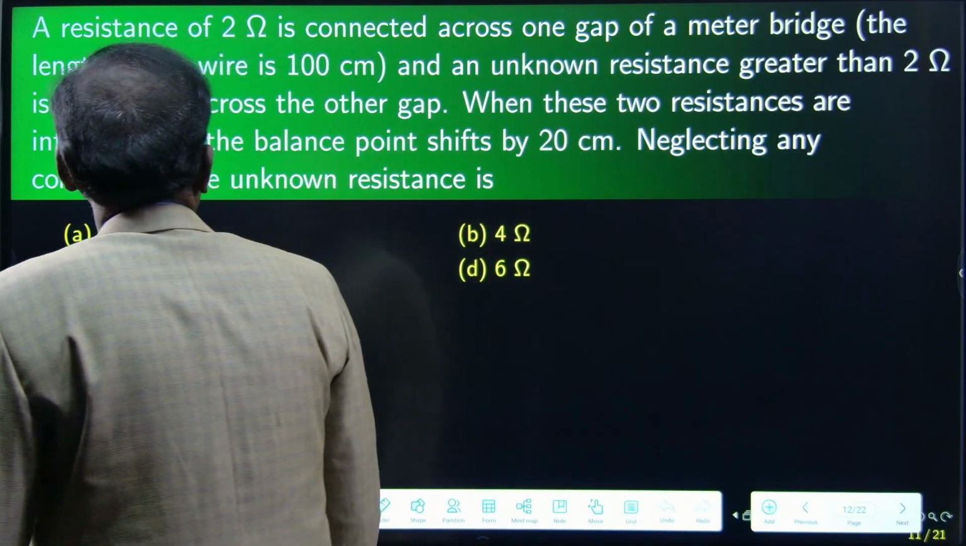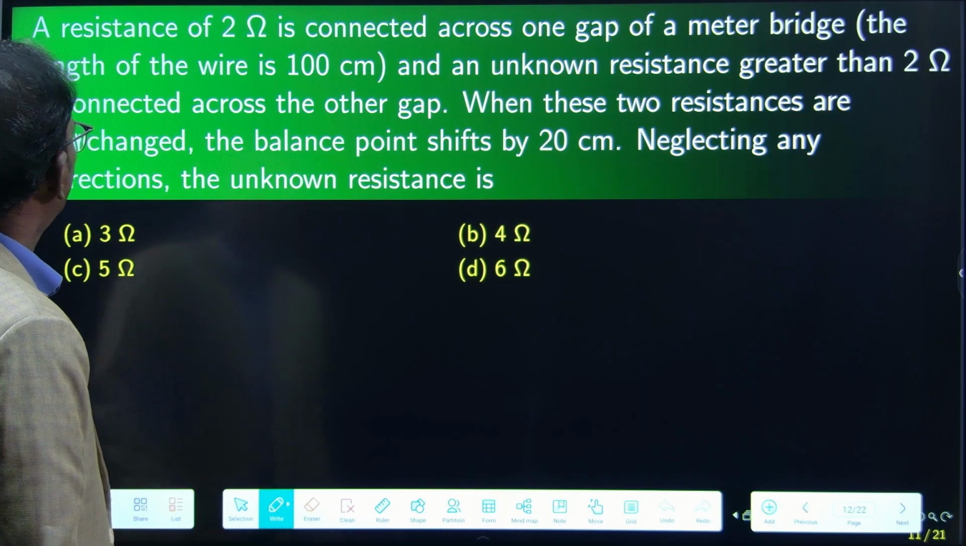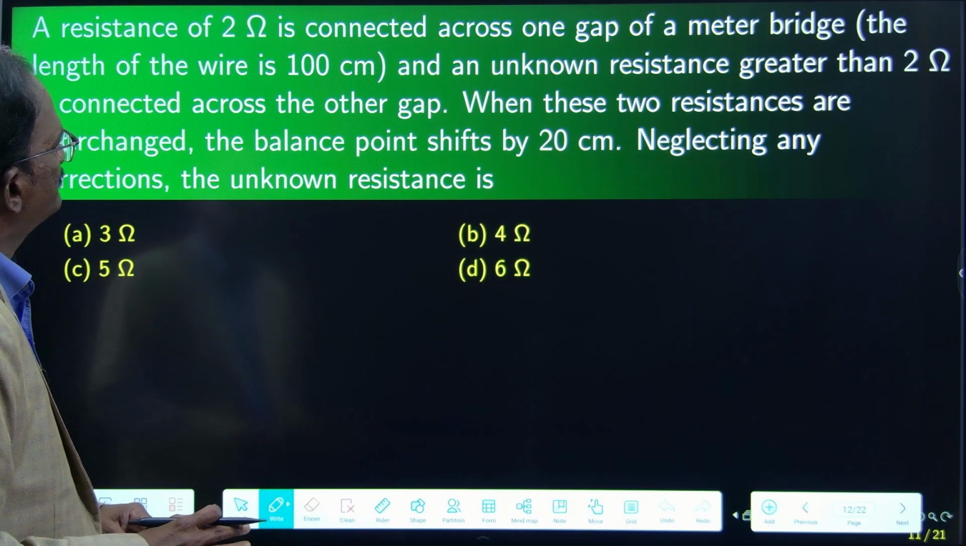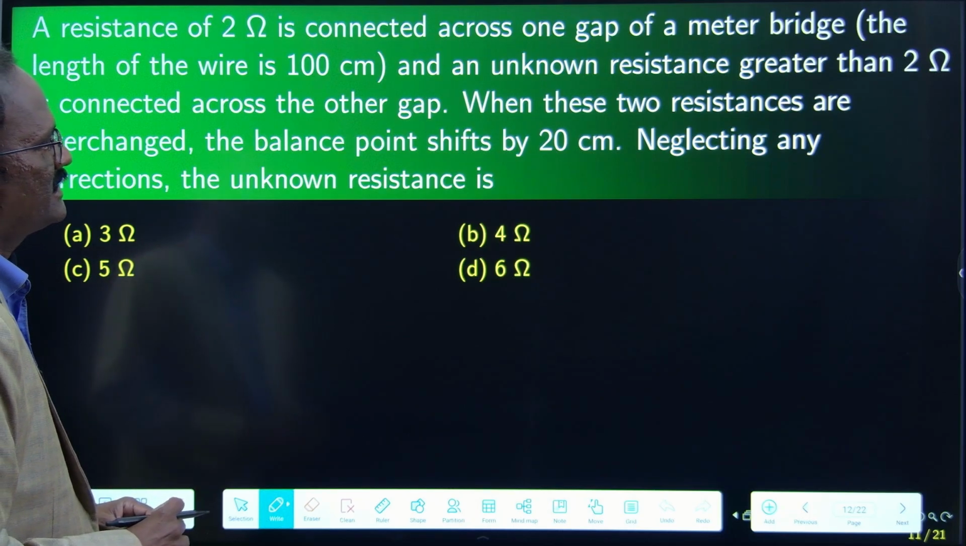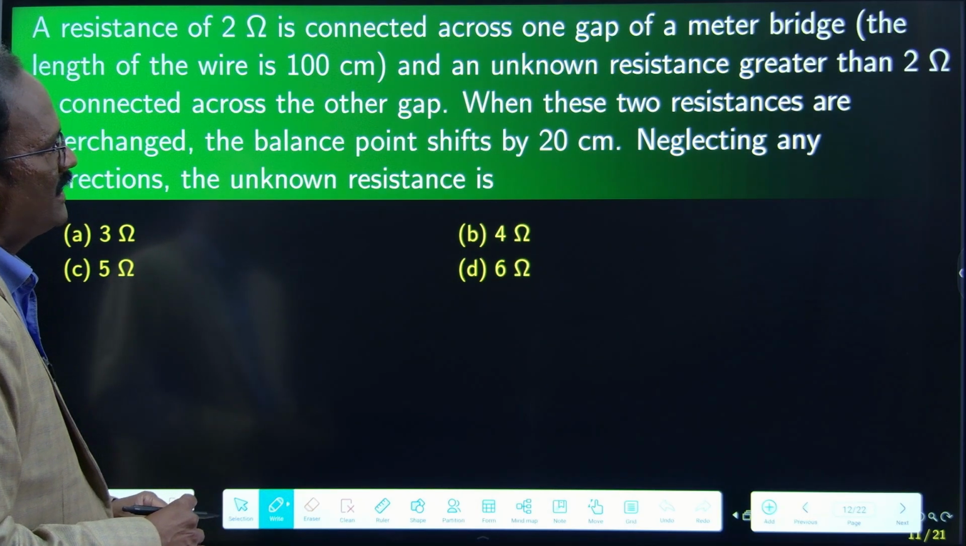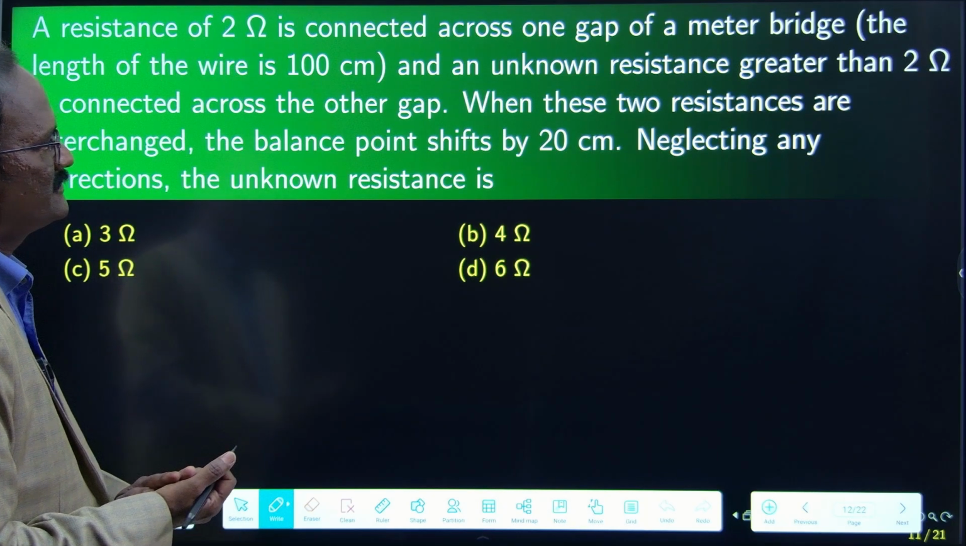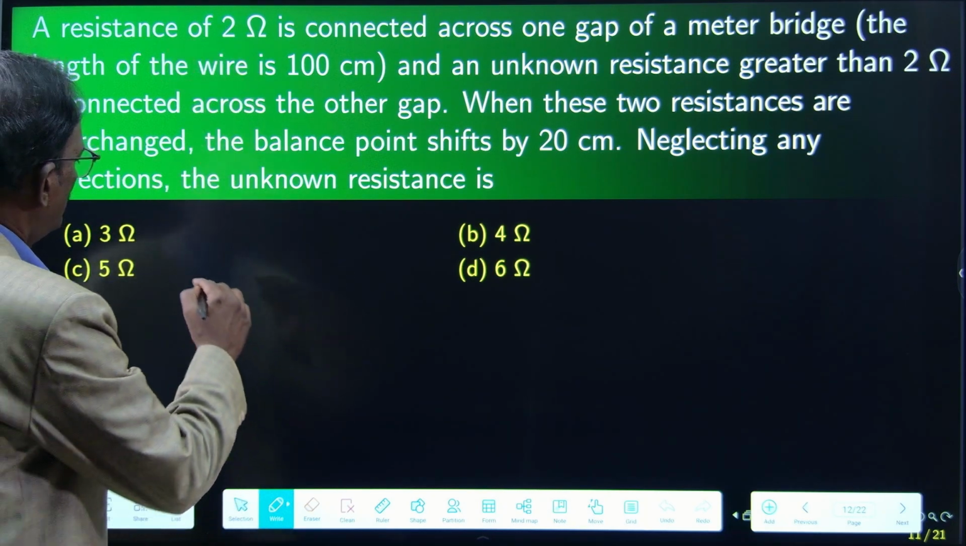Next problem. A resistance of 2 ohms is connected across one gap of a meter bridge. The length of the wire is 100 centimeter. And an unknown resistance, greater than 2 ohms, is connected across the other gap. Unknown resistance value, but it is more than the 2 ohms value. The standard value is 2 ohms.